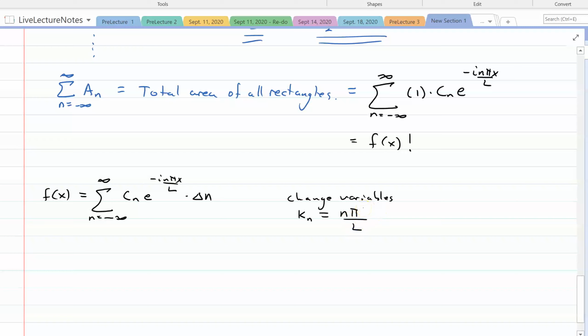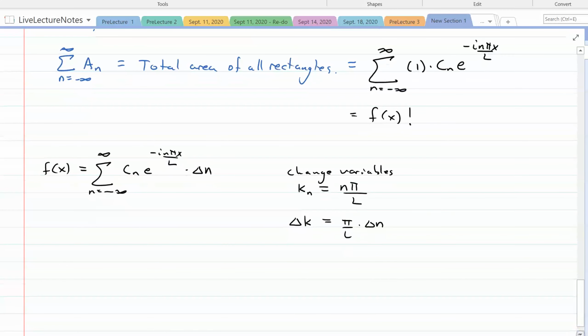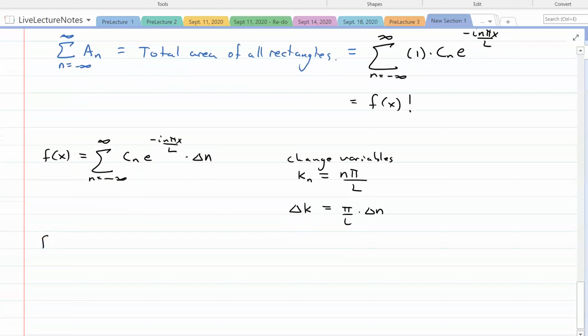What's the spacing between the k's, delta k? Well, it's pi over L times delta n, right? Let me rewrite this sum now. F of x is equal to the sum over all values of k now. C sub k, so I have to think of c as a function of k now. E to the minus I kn times x. And then for delta n, I'm going to put L over pi times delta k.